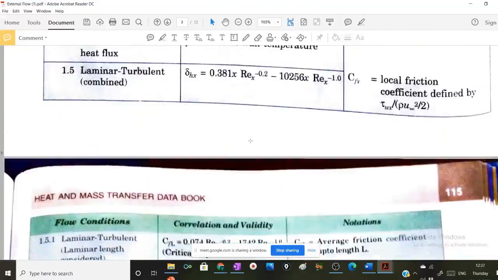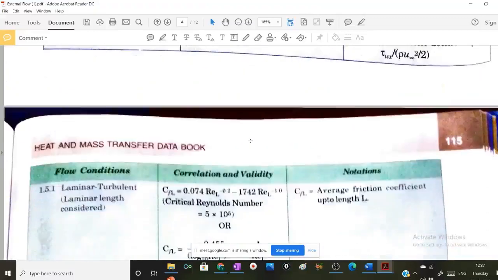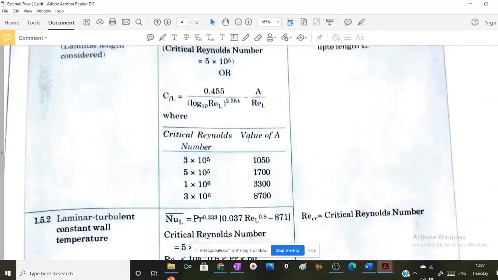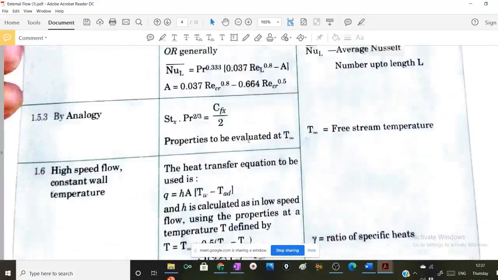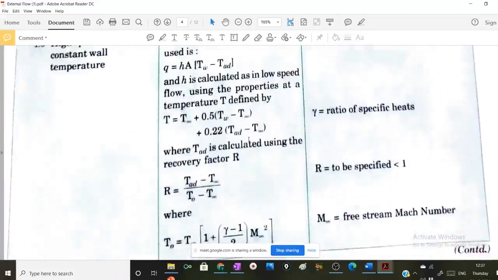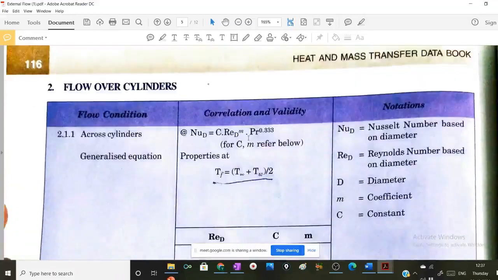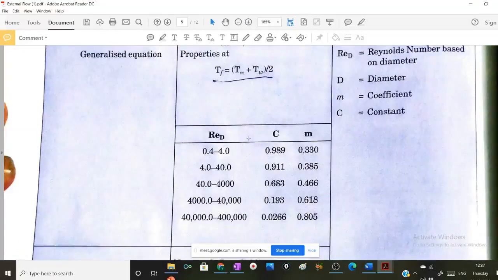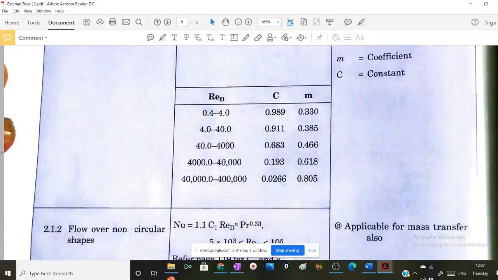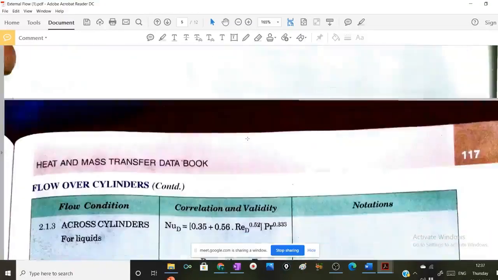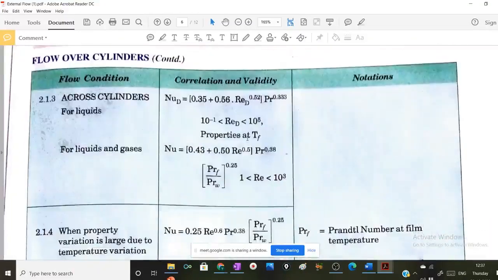How to select these formulae? That depends upon the situation and boundary conditions. So as you can see here, different formulae are given. No need to worry: while solving the problem, if you write down the proper page number and proper formula and conditions under which that formula will be applicable, you can easily find out.